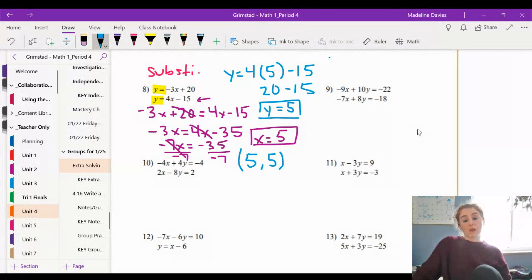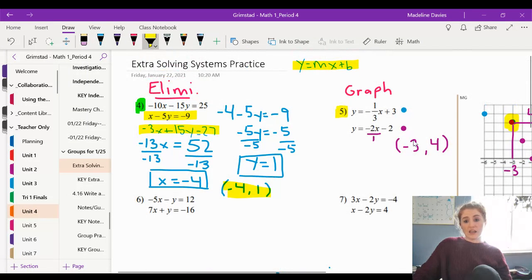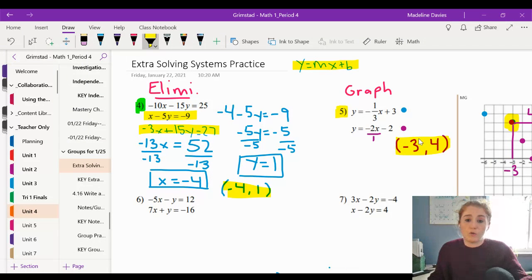All right. Well, I hope that was helpful. We did substitution, we did elimination, and we did graphing. So those are going to be our 3 big methods of solving systems that we're going to be working with on the test.